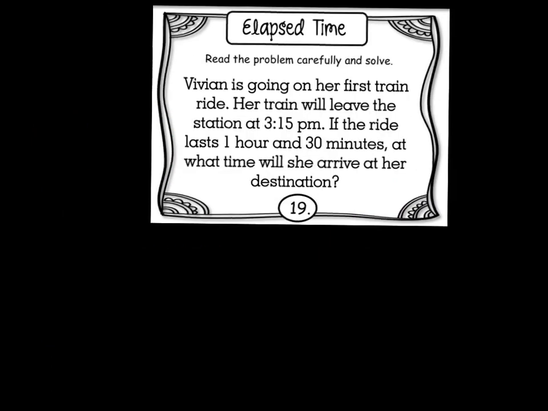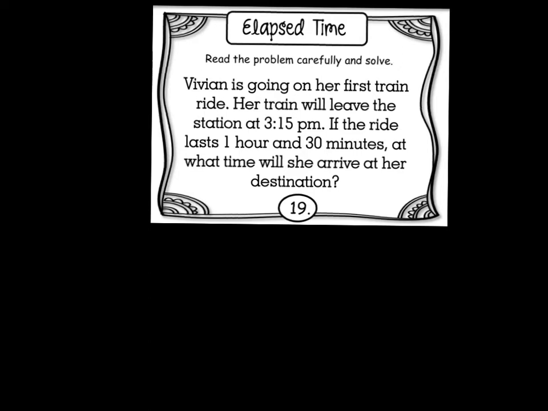For this next problem, there aren't any clocks to look at, but I do see that I still have some time. So I'm going to read this word problem to try to help me figure out what it is exactly that I'm looking for. It says, Vivian is going on her first train ride. Her train will leave the station at 3:15 p.m. If the ride lasts 1 hour and 30 minutes, at what time will she arrive at her destination?